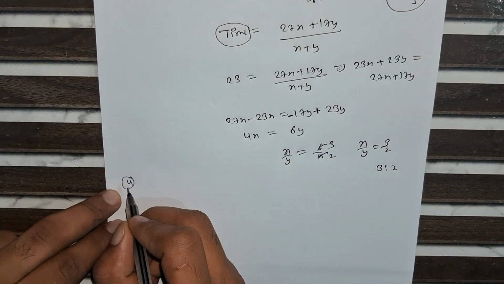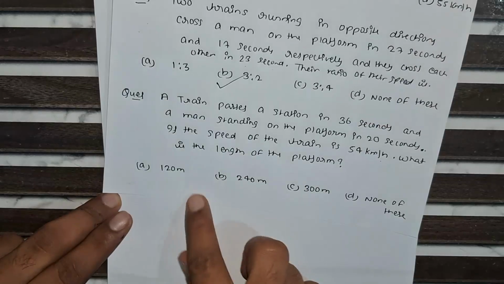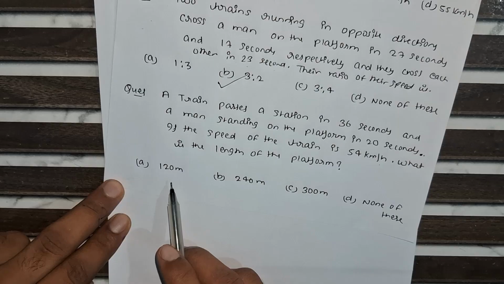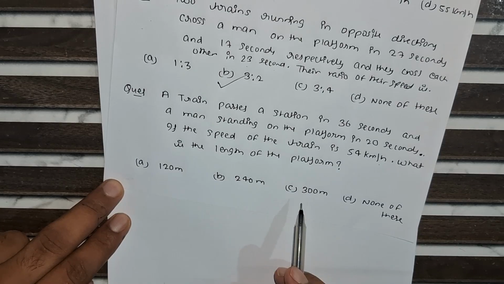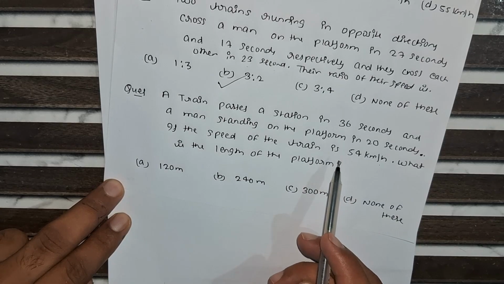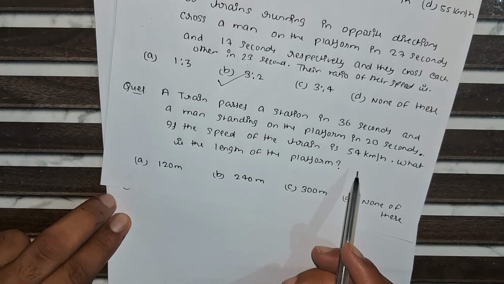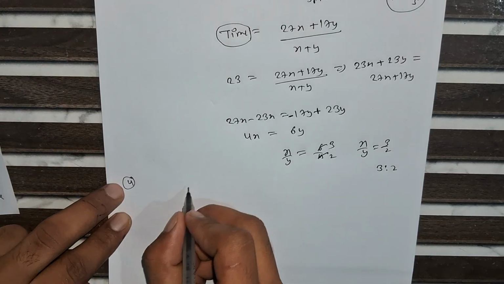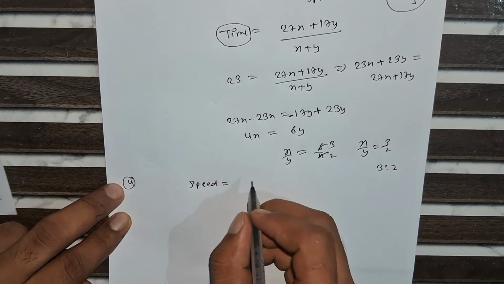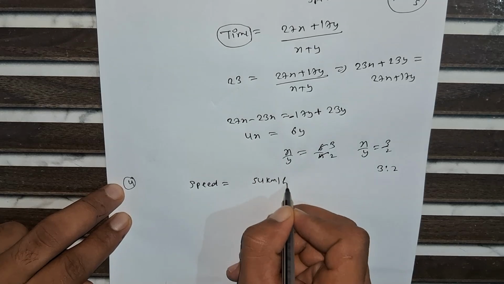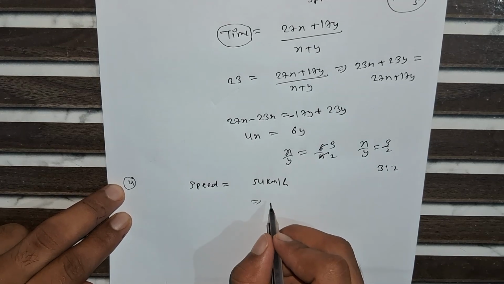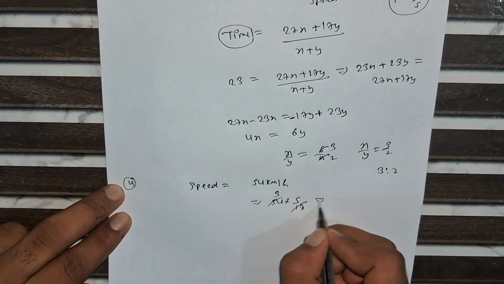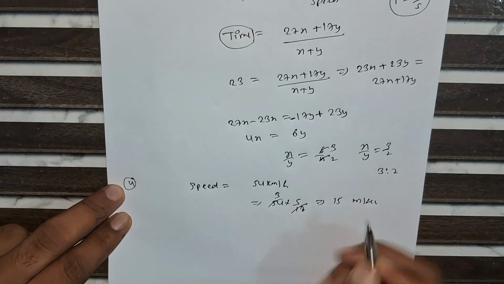So here is our fourth question. In this question, we can clearly see that we have to find the length of the platform. In the options, the length of the platform is given in meters. So we have to convert the speed, which is given here as 54 km per hour, into meter per second. Speed equals 54 km per hour. First we convert this speed into meter per second, which is 54 into 5 by 18. So 18 threes are 54. So 5 threes are 15 meter per second. This is the speed of the train.